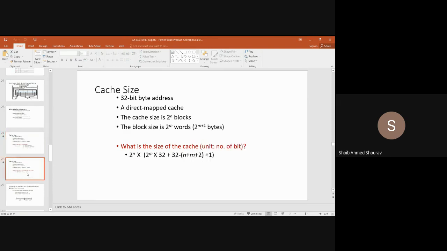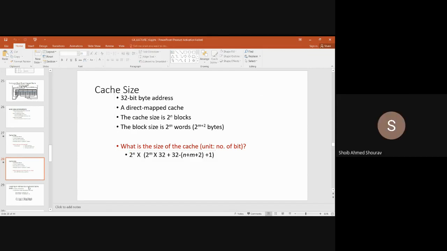Then we have seen this formula of cache, the size of the cache in number of bits. And remember, I have already said that you should only write the formula and replace n and m with their values to find out the total size of the cache. Never try to find out the exact size by calculating the multiplication and addition. Okay, is it clear? Please respond. Yes, sir.